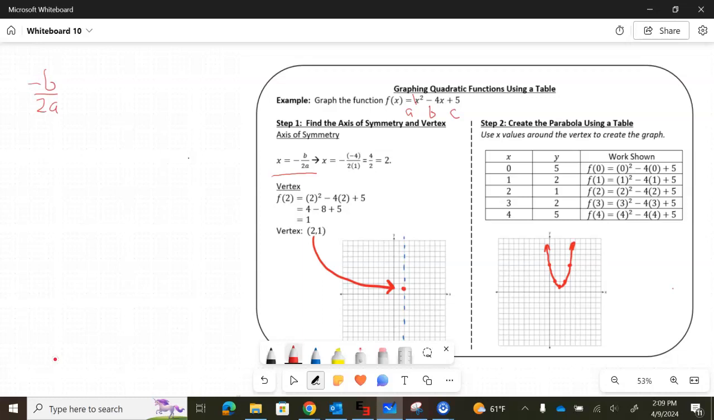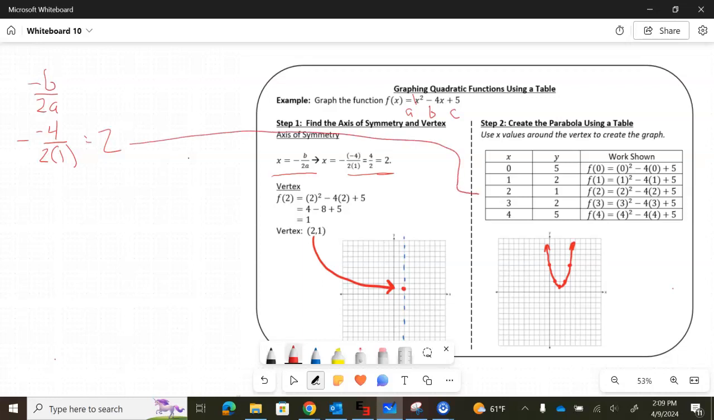So my b value is negative 4. Now notice I'm going to end up with a double negative here. So I have a negative 4 over 2 times, and a was 1. By the time I simplify that, we're going to end up with this right here, 4 over 2, or 2. I know that the axis of symmetry, the middle of my parabola, is going to be right at x equals 2. So we're going to take this value, and we're going to start by substituting it into a table.